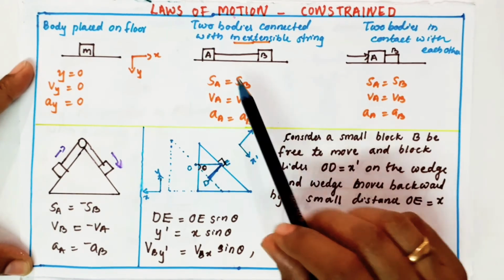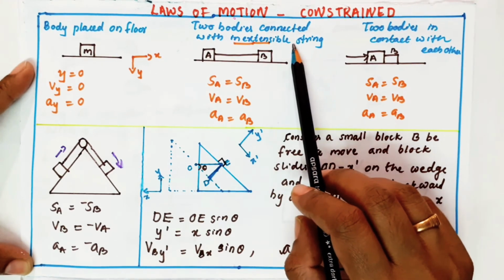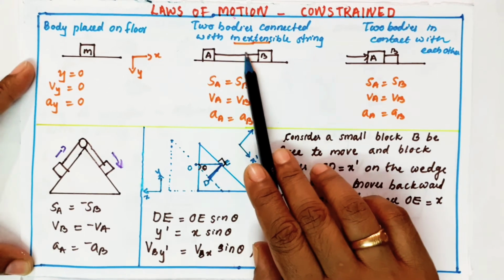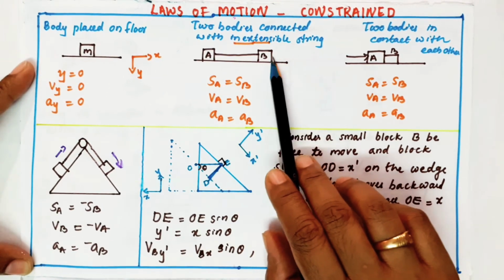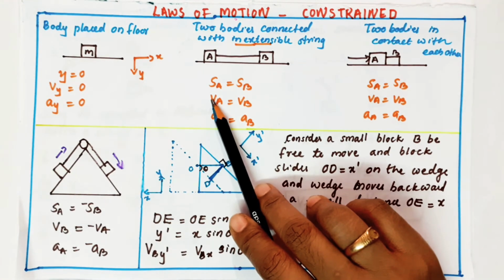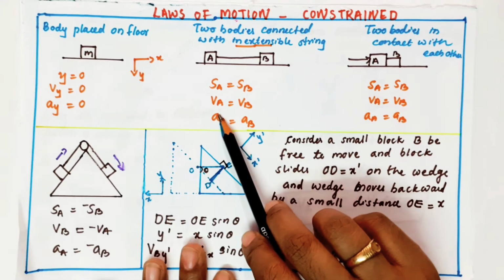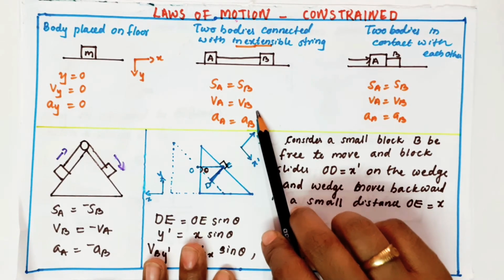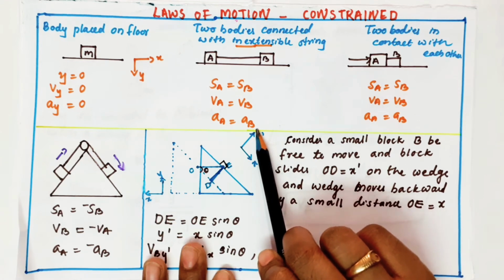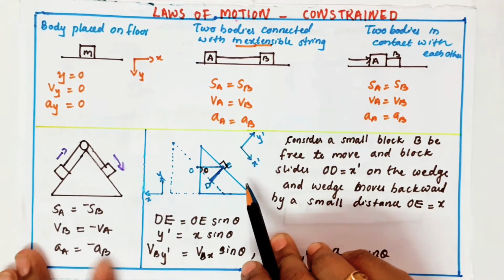See the second case, there are two bodies connected with the help of an inextensible string. So in this case, if we apply a force, the body A will move, and indirectly B also will move. So I can tell that SA and SB, the displacement of A, should be equal to the displacement of B. Velocity of A is equal to velocity of B. Even acceleration of A is equal to acceleration of B. Okay, clear? Because these two are connected with an inextensible string.